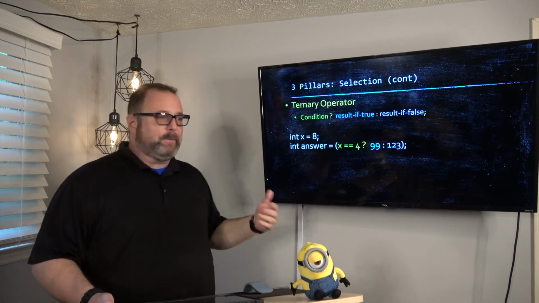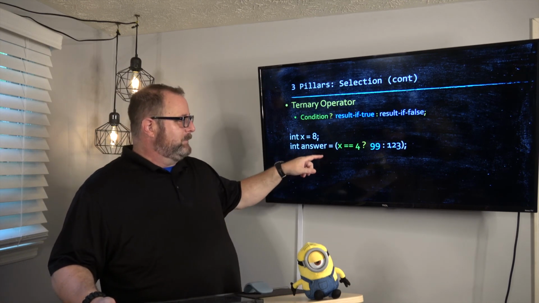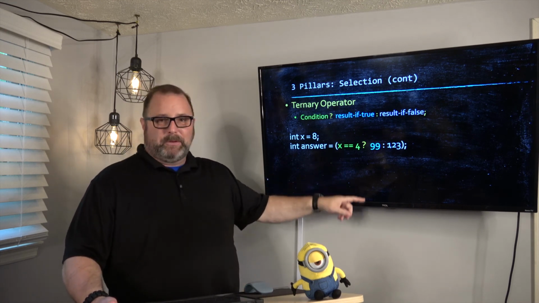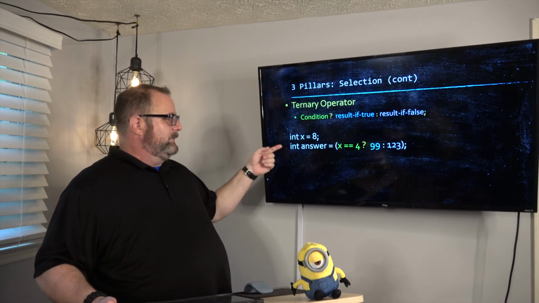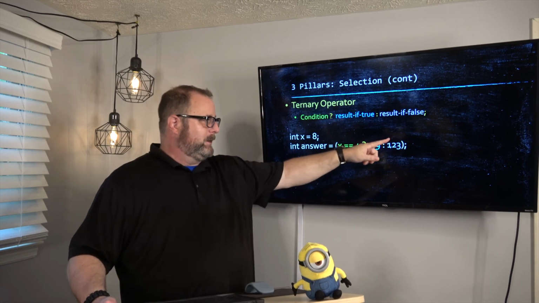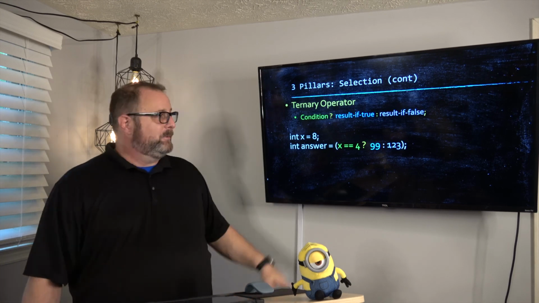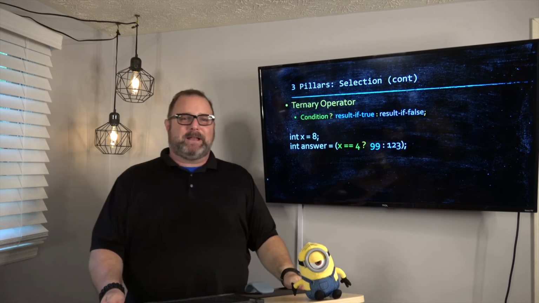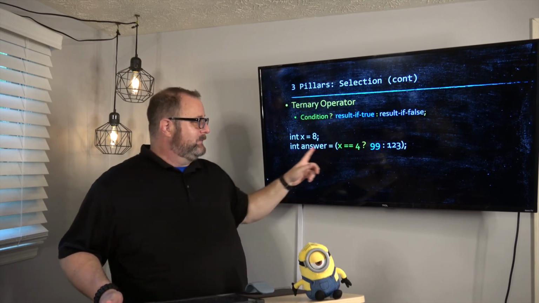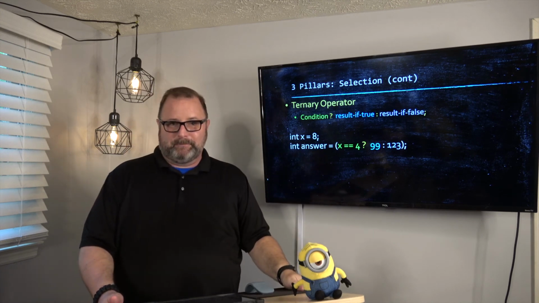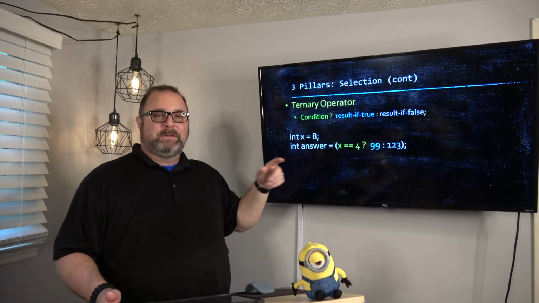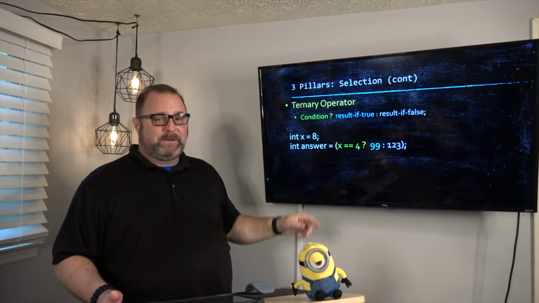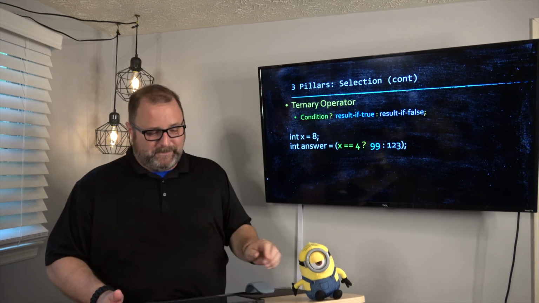Now, if I'd wanted to do that with if else, it would have been if x equals 4, answer equals 99. Else, answer equals 123. Whereas here I can say answer equals x equals 4 question mark 99 colon 123. So ternary operators are really cool. They can save you a lot of time and a lot of hassle and a lot of if-elses if all you're doing is setting a value to a variable based on another condition. Not taught in a lot of high schools that I know of, but it's a very cool operator. And you can do it in C.